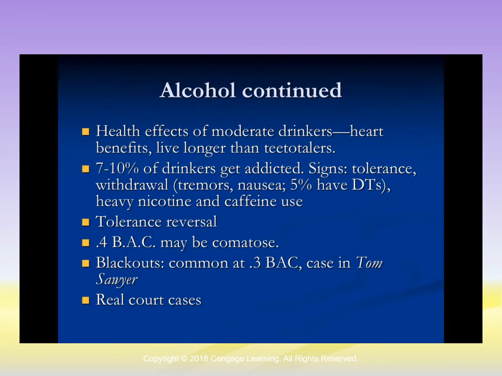BAC, blood alcohol content. There's a chart in your Moodle talking about this. We spoke previously about what affects somebody's use, and biology and physiology do that. So there are gender differences, genetic and hereditary differences and cultural differences, and even what you ate can make a difference. So at 0.4 BAC, the person might be comatose.